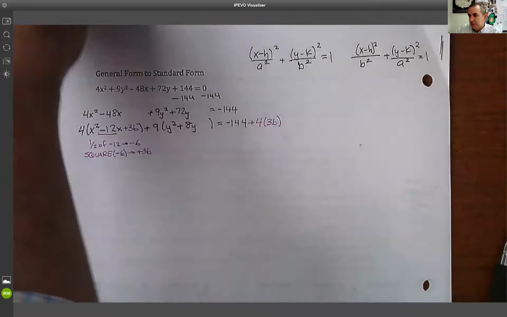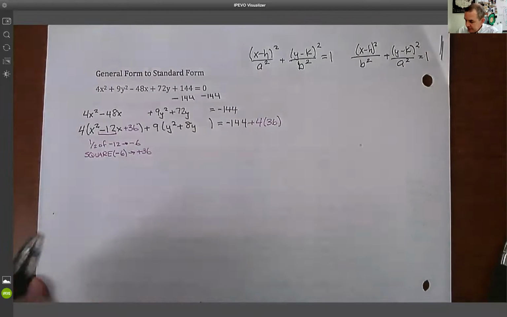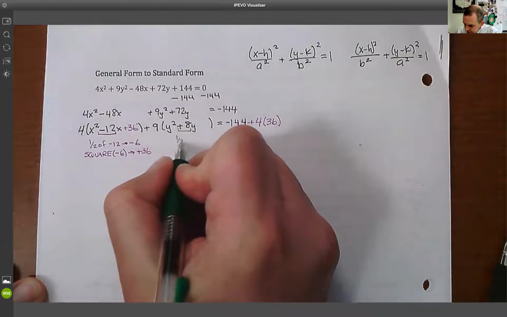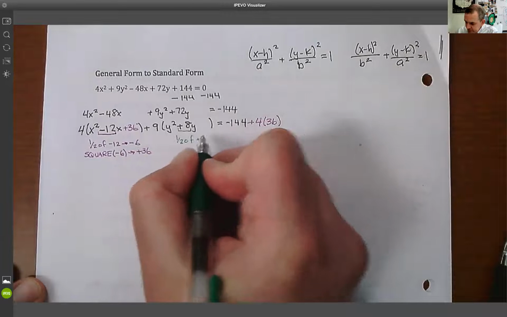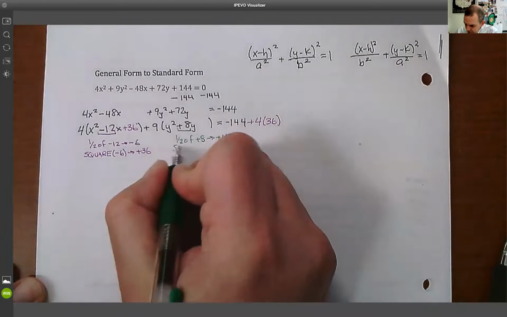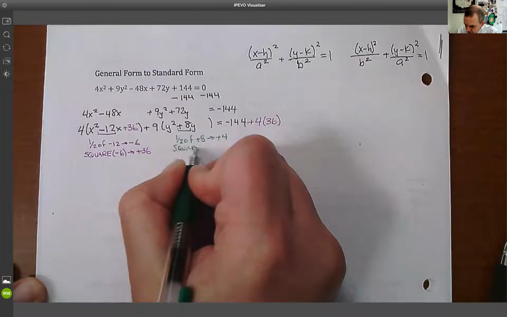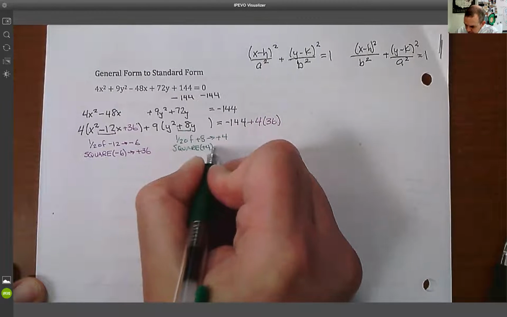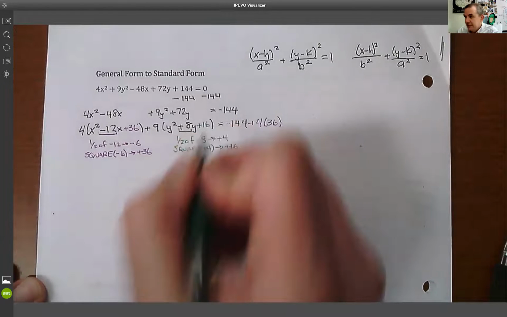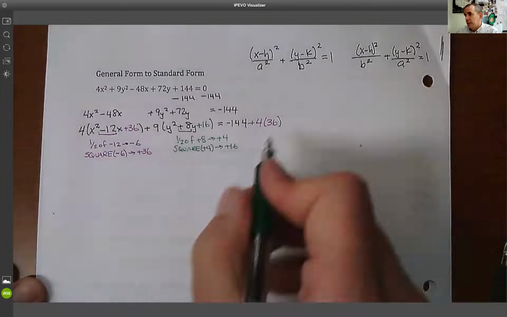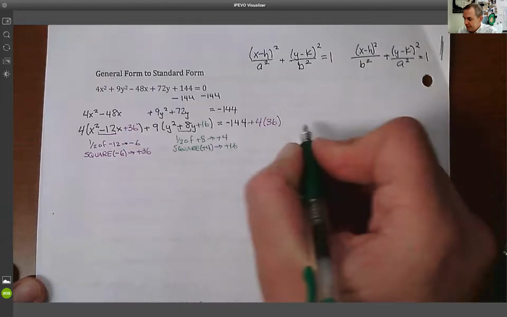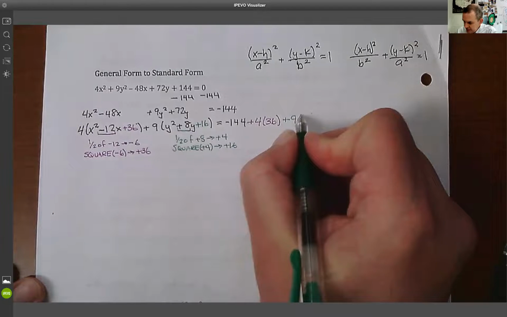And now I'm going to jump to the other one and do the same idea. I'm going to take half of positive 8. That's positive 4. I'm going to square it. When I square positive 4, I get positive 16. So I'm going to put positive 16 here. But if I put it inside the parentheses, I'm going to bring the 9 and times the 16 over here. It's going to be plus 9 times 16.